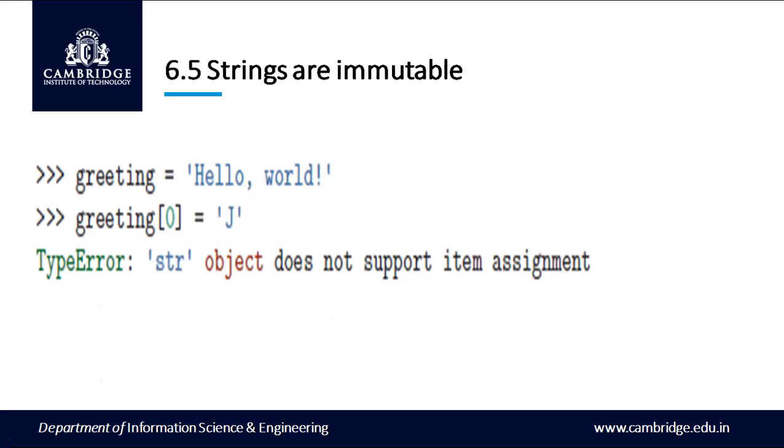And the next concept is strings are immutable. What is the meaning of immutable? Immutable means you cannot change any character in a string. The concept of strings is that they are immutable. Here we have an example to change the first character in the string hello world. When I assign greeting[0] to J, you can see the output is: string object does not support item assignment. So that means strings are immutable.